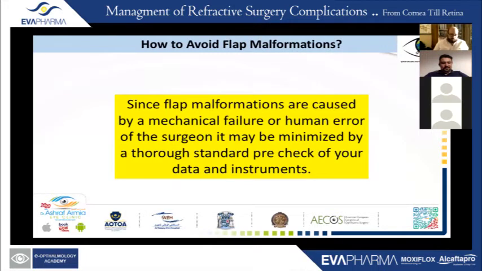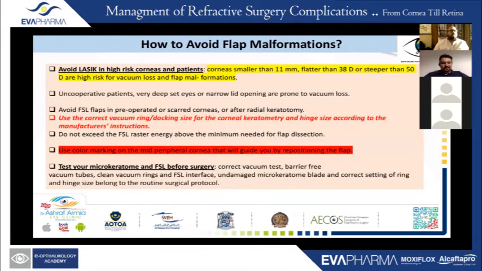So how to avoid flap malformation? Again, since the flap malformation is caused by mechanical failure or human error of the surgeon, it may be minimized by a thorough standard pre-check of your data and instruments. Very important when you check your instrument to avoid these malformations, avoid LASIK in high risk cases, like the cornea smaller than 11 millimeter, flatter than 38 diopters, or steeper than 50 diopters, because this has a high risk of vacuum loss and flap malformations.